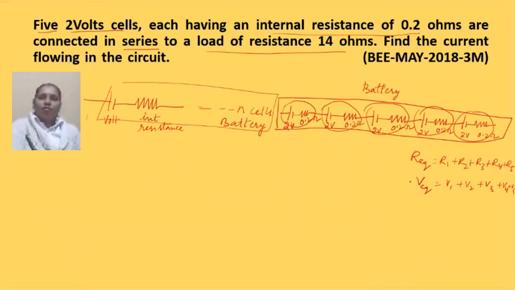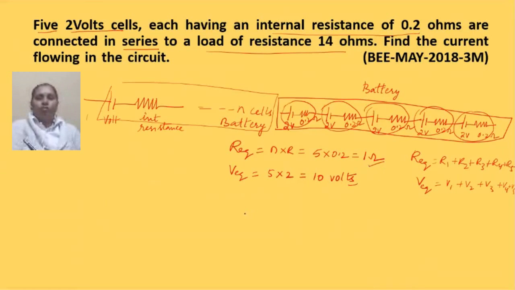There are 5 cells, so I have taken N as 5. As they all have the same values, R equivalent is N into the same resistor value, that is 5 into 0.2, which is 1 ohm. Similarly, V equivalent is 5 into 2, that is 10 volts. Now this 10 volts with an internal resistance of 1 ohm is connected to a load of 14 ohms. So draw the final circuit.